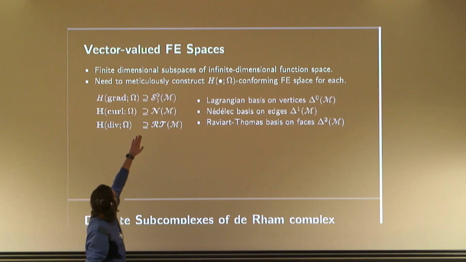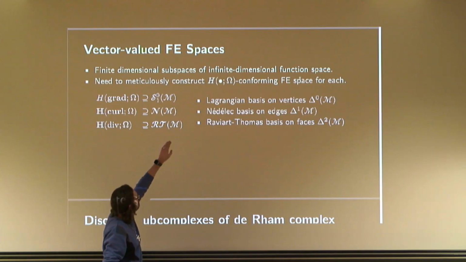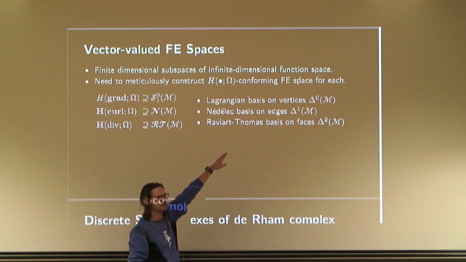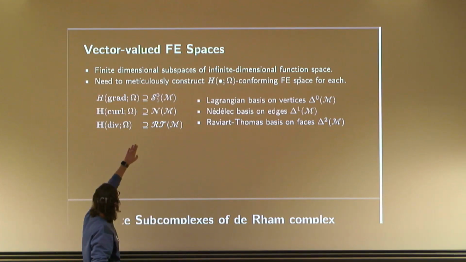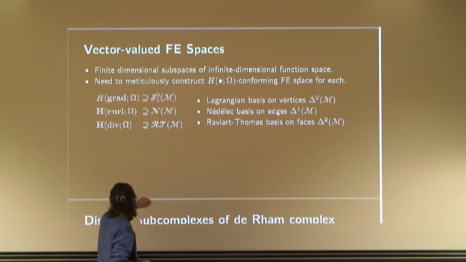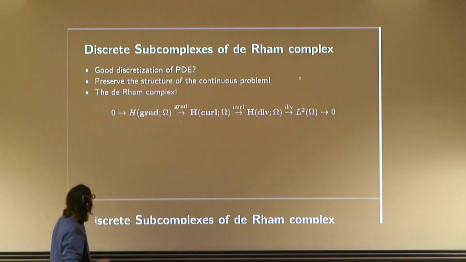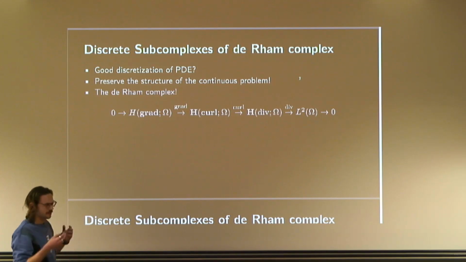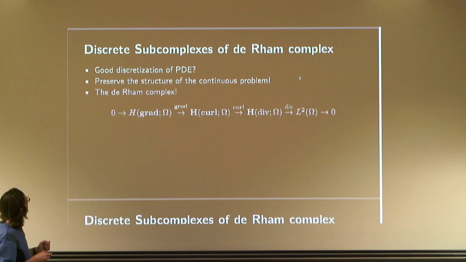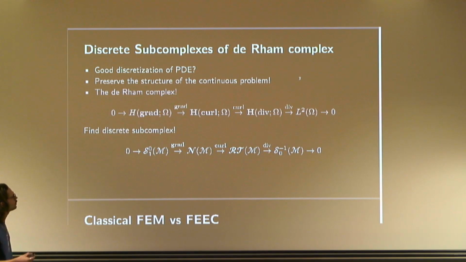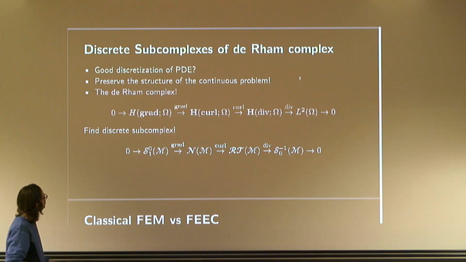One we already know is the Lagrangian space, where we have our hat functions living on the vertices of our mesh, but there are others. For the curl space, we have Nedelec elements, they live on the edges, and for the divergence space, we have Raviart-Thomas elements living on the faces. And these really are constructed in such a way that they preserve the structure of the continuous problem. They form a discrete subcomplex of the de Rham complex, meaning they faithfully represent the differential structure of the problem and therefore provide good discretizations.